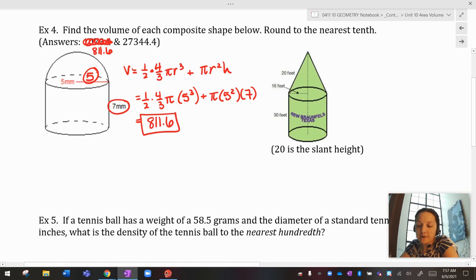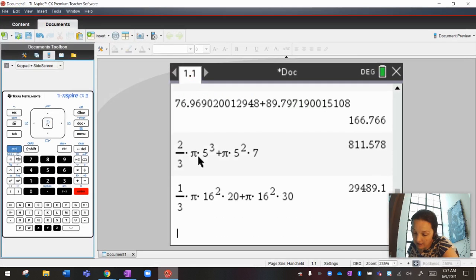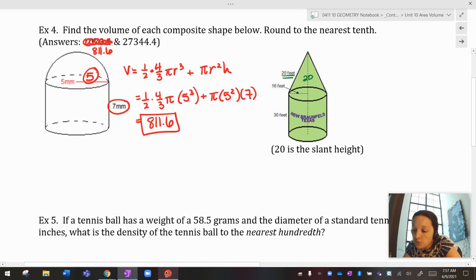Now, what's tricky about this next one is that this 20 right here is actually the slant height. And I don't do a good job telling you that, so my apologies. If you thought that the 20 was the height inside, what you would have gotten is 29,489.1. So if you got 29,489.1, you can just call it a day and leave. However, the 20 was meant to be the slant height here.